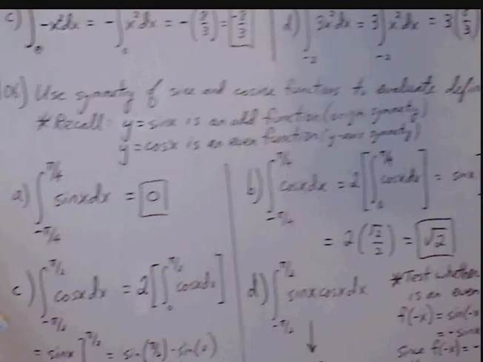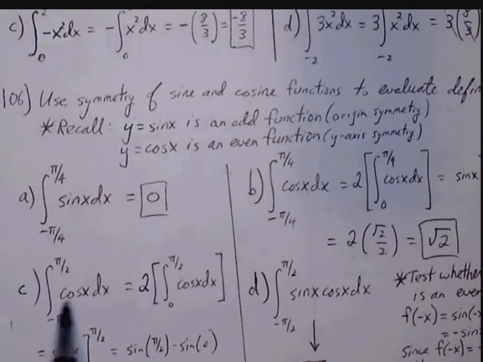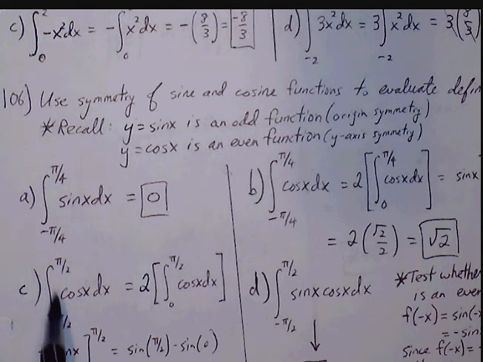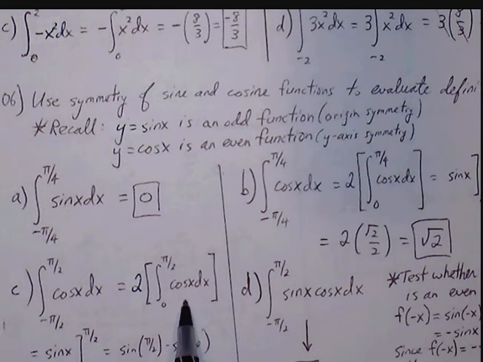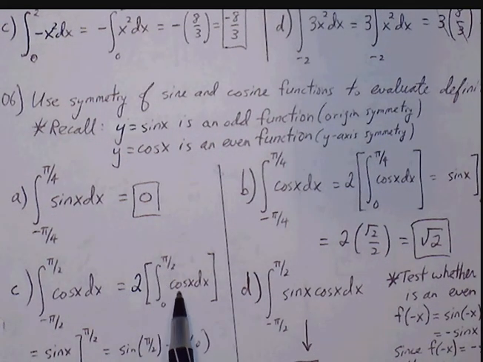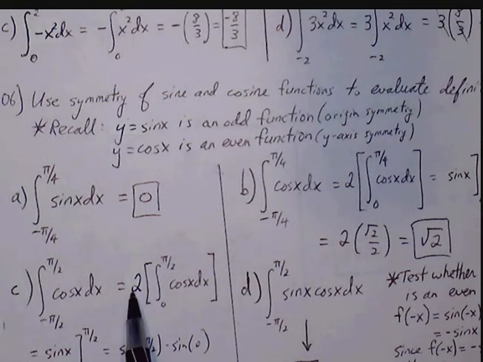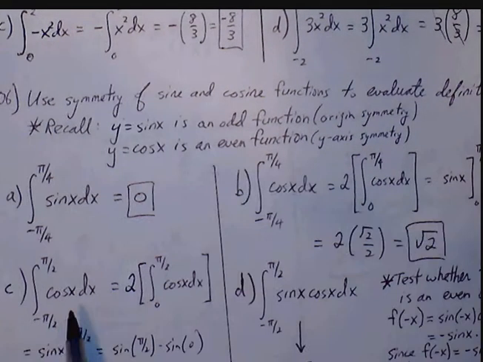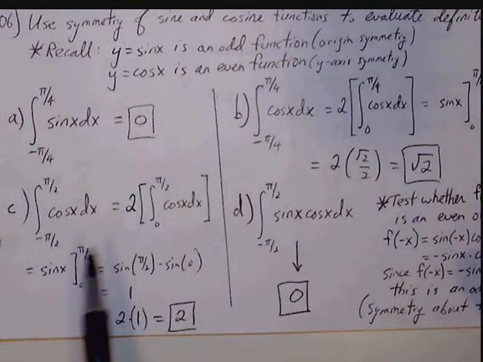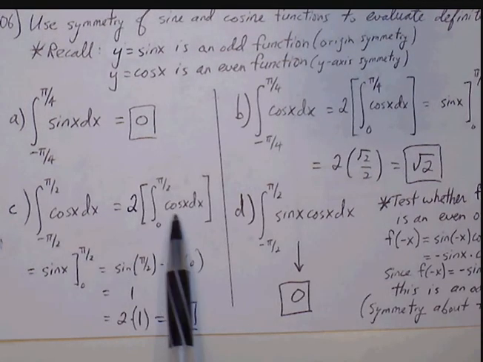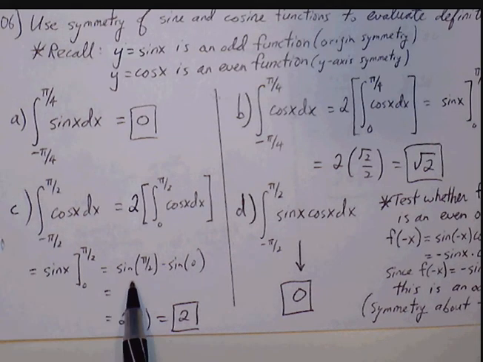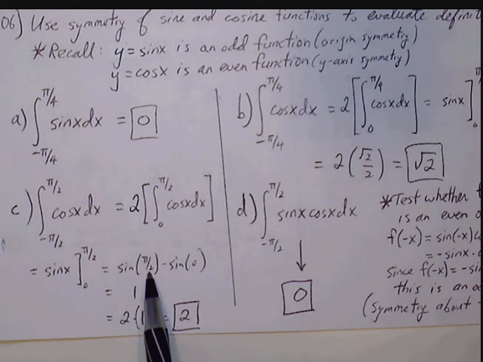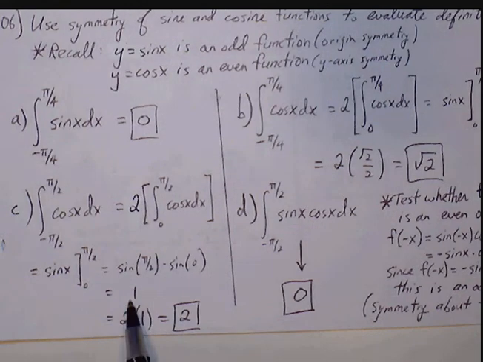All right, part C, again, cosine, an even function. Our bounds are the same distance on either side of 0 on the y-axis. So if I can find the definite integral from 0 to pi over 2, then I can just double that, and that will give me the definite integral from negative pi over 2 to pi over 2. The definite integral of cosine of x is simply sine of x, evaluated between the upper and lower bounds. Plug in pi over 2, and then plug in 0. Sine of pi over 2 is 1, minus 0, which is 1. So if we double 1, we get 2 times 1, which is 2.